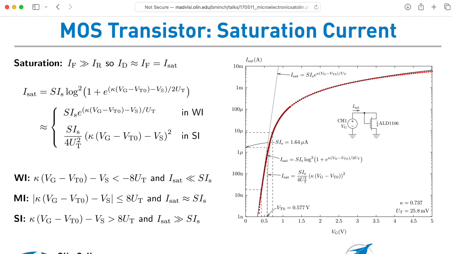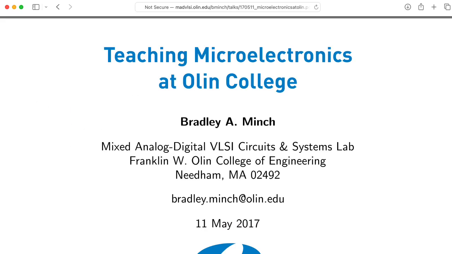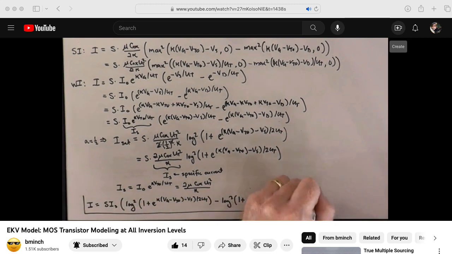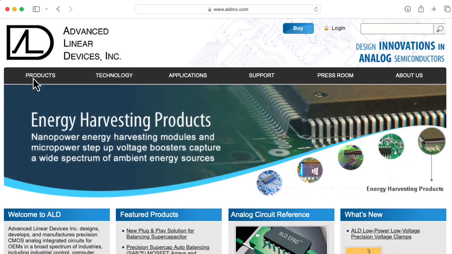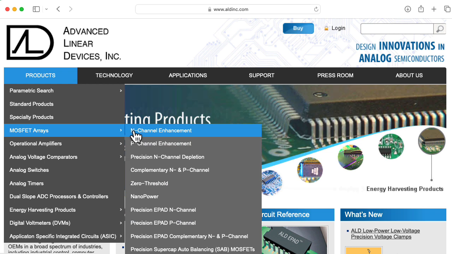Remember that the drain current isn't zero at the threshold voltage. The threshold voltage indicates the transition between the subthreshold region, aka weak inversion, where we have an exponential characteristic, kind of like BJTs, and the above threshold region, aka strong inversion, where you have the more commonly known square law. And really, if you want to model what's happening around the threshold voltage, then you really need to pull out the full EKV model. And I should mention, these slides are by Brad Minch at Olin College. And if you would like to learn more about the EKV model, I highly recommend checking out this lecture that Brad recorded.